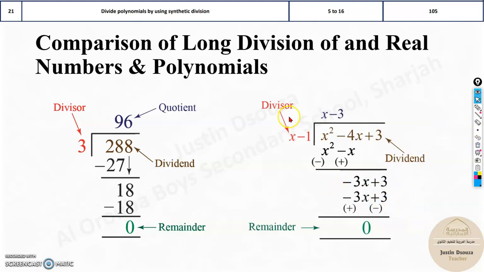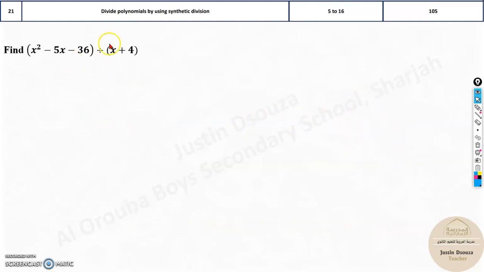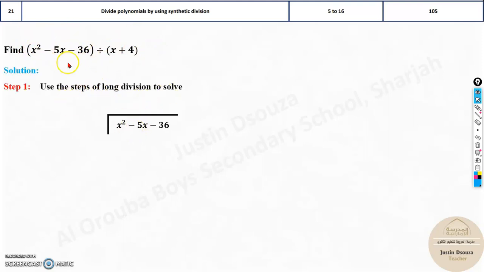Now this is a very simple problem. This is the answer, the quotient, okay? Now we will look into a proper problem. Here this is the divisor, and the bigger expression, the first one, is the dividend. Write them, use the steps of long division, write the dividend inside, divisor outside.